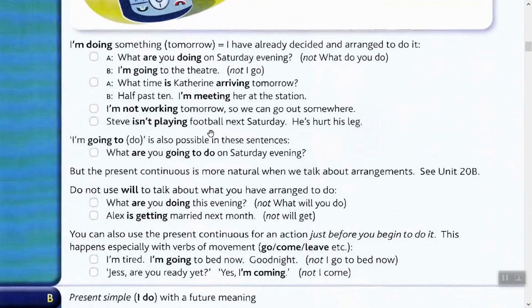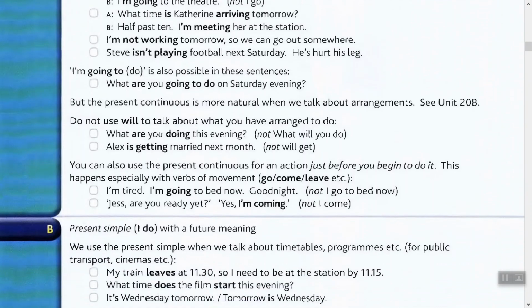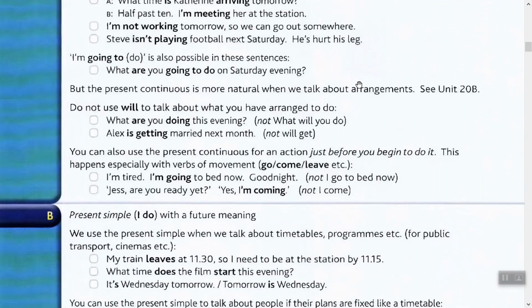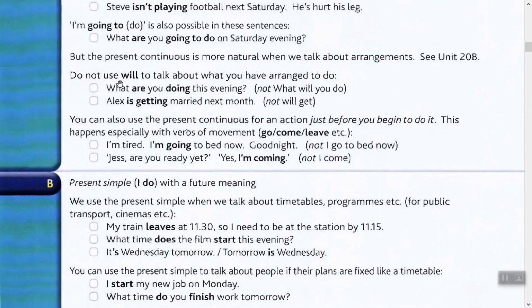He isn't playing football next Saturday. They are not playing, etc. We have so many examples. You can use I'm going instead. We will talk about this in Unit 20. Don't use will to talk about what you have arranged, or we should not use will.